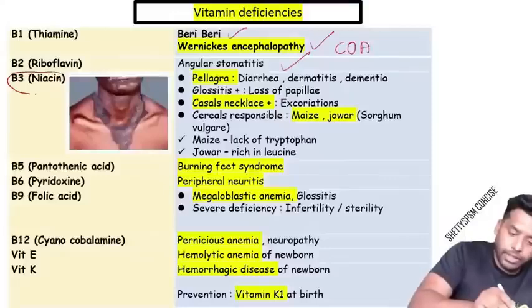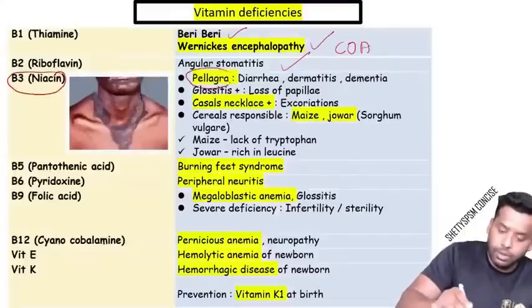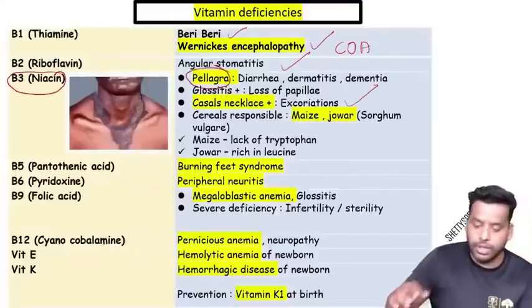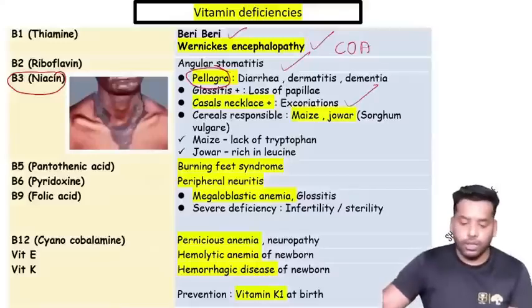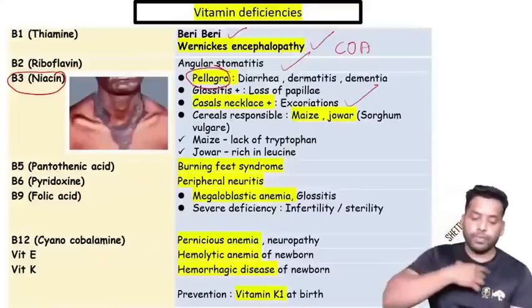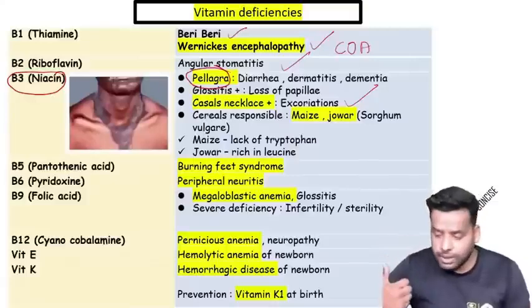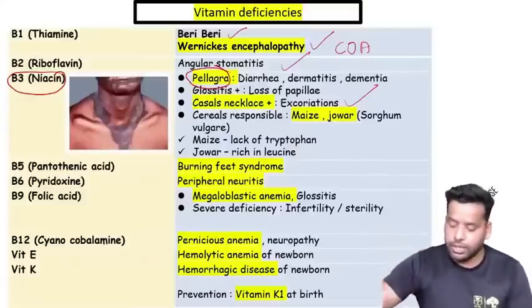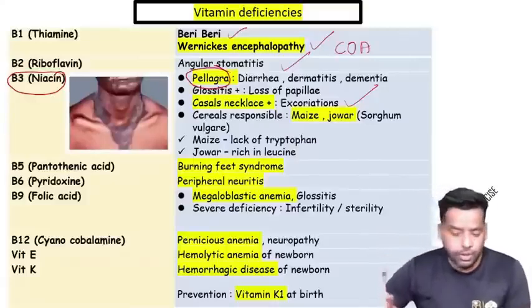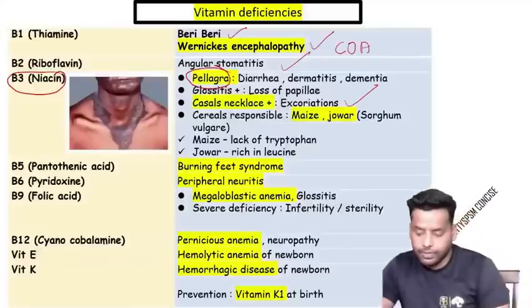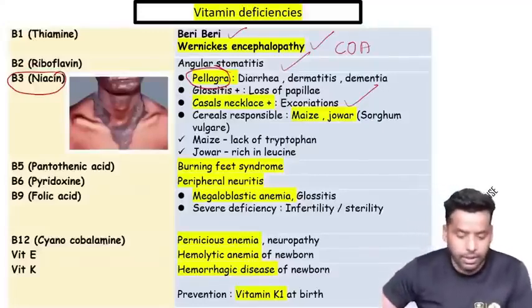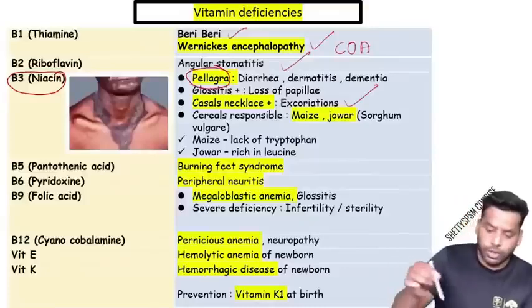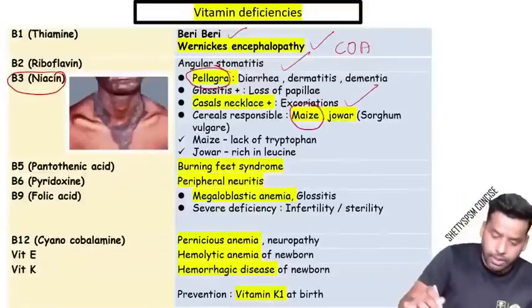Niacin deficiency can lead to pellagra. What is that necklace you are seeing there? Excoriations on the photoexposed parts, even on the extensor aspects, a photosensitive rash. This is called Casal's necklace, due to consumption of 2 things, maize and jowar.